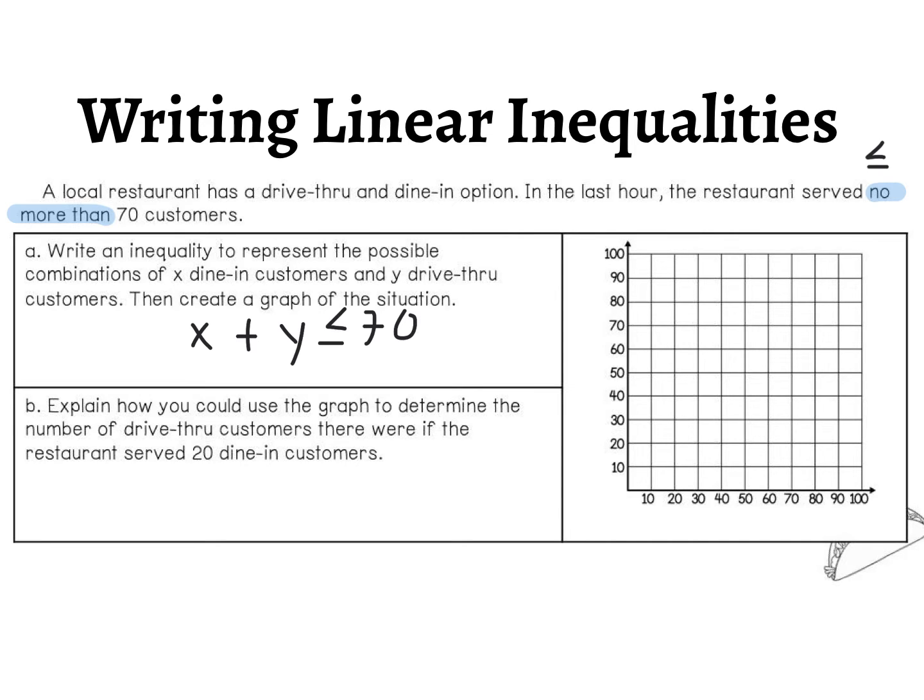To graph this inequality, I want to make sure that I have it in the y format, y equals mx plus b. So I want to get rid of the x. I subtract x on both sides, and I have y is less than or equal to negative x plus 70. Now, how do I graph that inequality here? Remember, we're looking at mx plus b. We start with the y-intercept, and the slope here is negative 1, negative 1 over 1. So I start at 70.